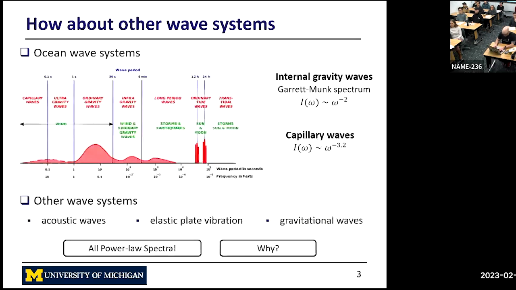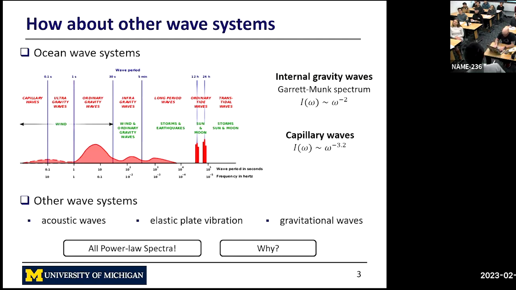In fact, not only for surface gravity waves, if we look at other wave systems in the ocean, we also have a similar feature. So here I just show you a figure to represent a very complicated ocean wave field, and you have waves that are generated from very different mechanisms. And I give you 2 examples here. The first one is internal gravity waves.